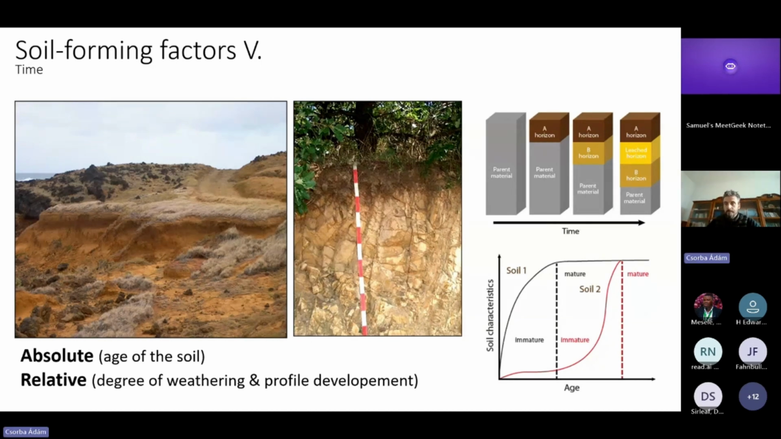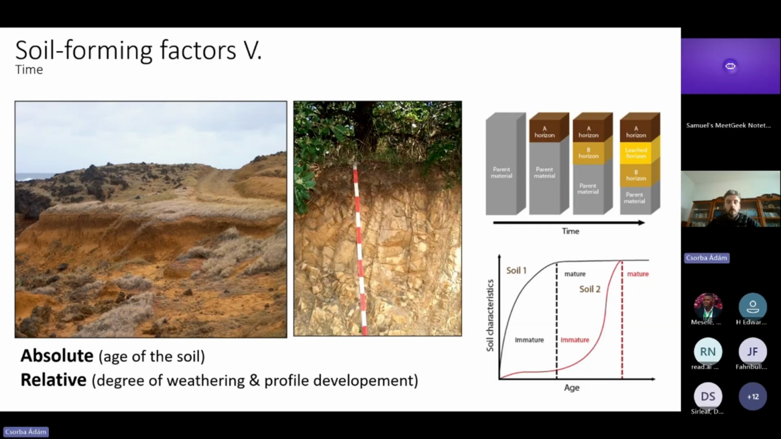This is time. The slide distinguishes between absolute time and relative time. Absolute time refers to the actual age of the soil, or the length of time since soil formation began. Relative time refers to the degree of weathering and profile development. In other words, how mature the soil appears, which may not always match its absolute or exact age.